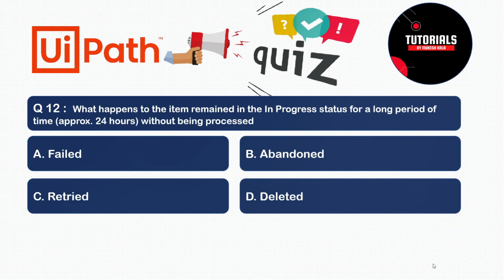Okay, question number 12. What happens to the item which remained in progress for a long period, approximately 24 hours, without being processed? Okay, so there was a queue. We read it with the get transaction. It is in progress. Now it is neither successful nor failed, right? What happens to those? Would it be option A, failed, option B, abandoned, option C, retried, or deleted, right? What would be the status?